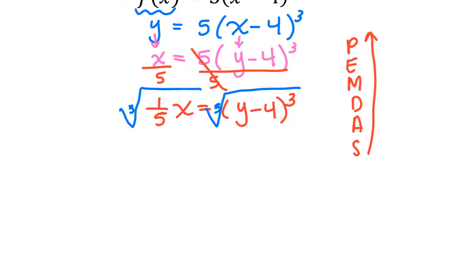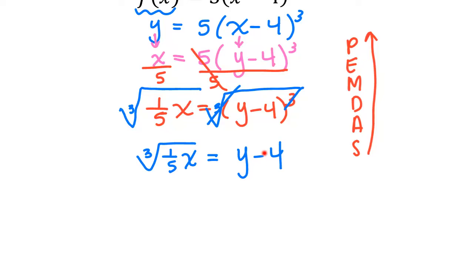So then I'm left with the cube root of 1/5 x equals, the cube root cancels out the cube, and I'm left with the y minus 4, which is what was on the inside of the parenthesis. So now I'm working with the parenthesis. So then I start over from the bottom. Get rid of adding and subtracting, then multiplying and dividing, and then exponent.